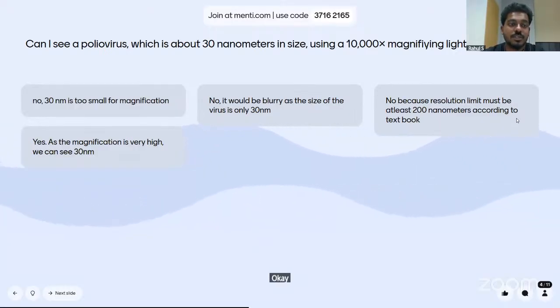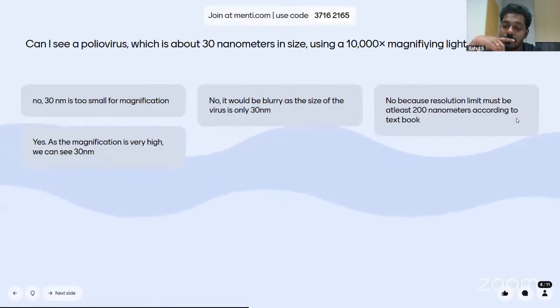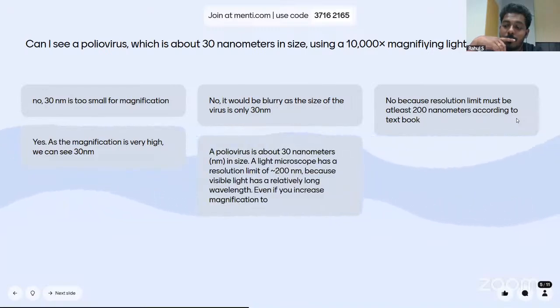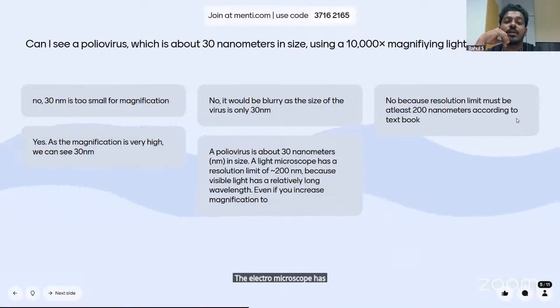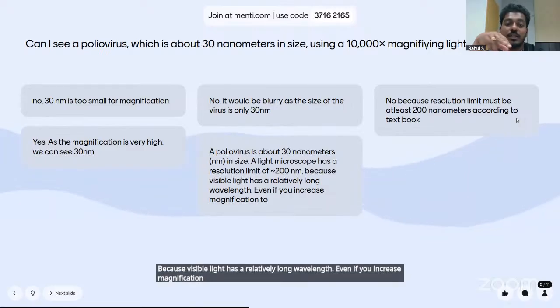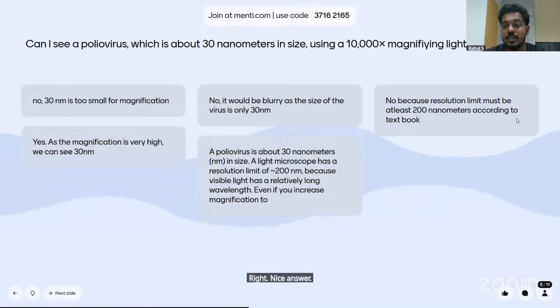Okay, someone is telling we can see. Nice. Oh, it's a very clear answer. Yeah, poliovirus is about 30 nanometer in size. The light microscope has a resolution limit of 200 nanometer because visible light has a relatively long wavelength. Even if you increase magnification, the limit stops you. Right, nice answer. Others, what do you think?